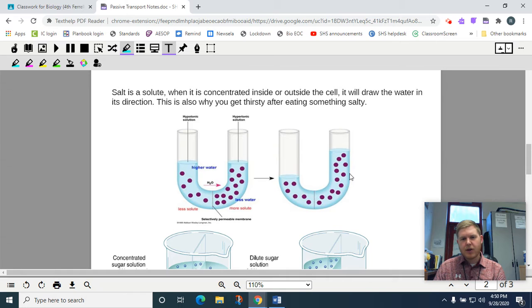Now, there's more salt over here, but if we think about it this way, if we were to taste the water, it would be just as salty on this side as this side because the ratio of salt to water is the same. Also, something to remember about salt is that it's a solute, so that's the little dots. When it's concentrated inside or out of the cell, water is going to move one way. That's why if you eat a lot of salt, you're going to feel thirsty, because it's pulling water out of your cells, and your cells need water.